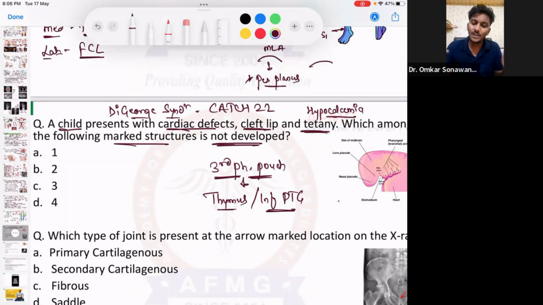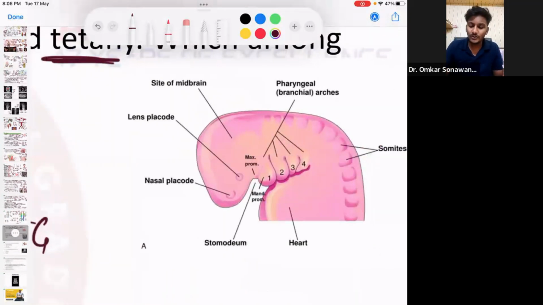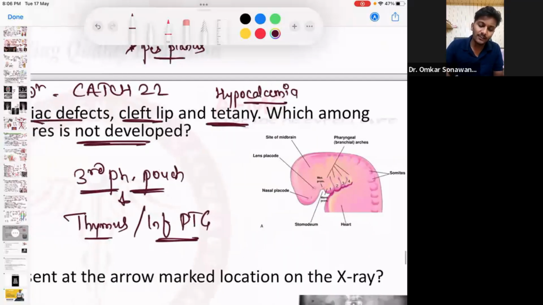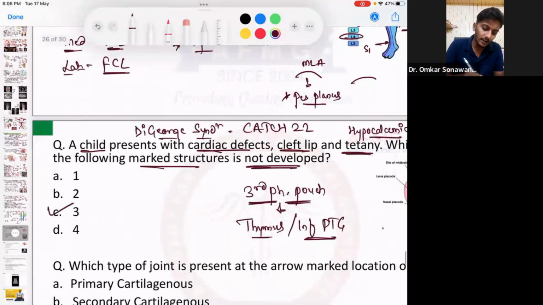So which pharyngeal pouch is not formed? Third pharyngeal pouch. So where are the pharyngeal pouches that you can see? These are the pharyngeal arches, and behind them are the pharyngeal pouches. So what structure will it be? The third pharyngeal pouch. Okay, it is the third pharyngeal pouch.